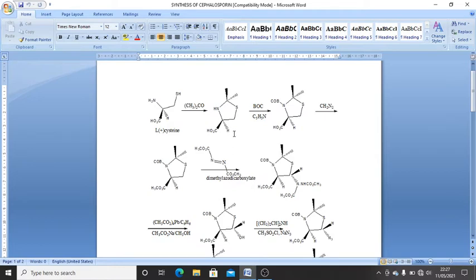The thiazole derivative is now protected by TBOC, that is tertiary butyloxycarbonyl, in the presence of pyridine. NH gets protected by BOC, and now we can see that this N-BOC is a protected thiazole derivative. This is also called a BOC derivative.